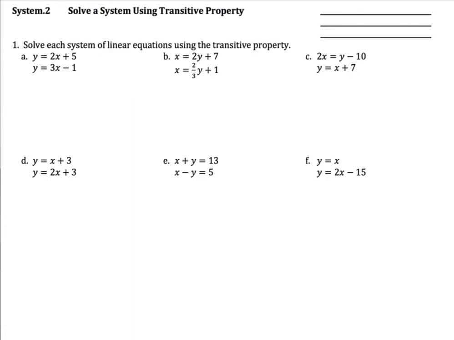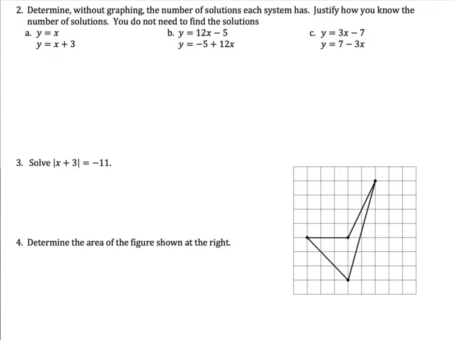Okay, in the practice here, on number 1, you're just going to solve using the transitive property. Remember, if two things equal the same thing, then they equal each other. Number 2, determine without graphing the number of solutions each system has. Justify how you know the number of solutions. You do not need to find the solutions. Just tell me how many there are.